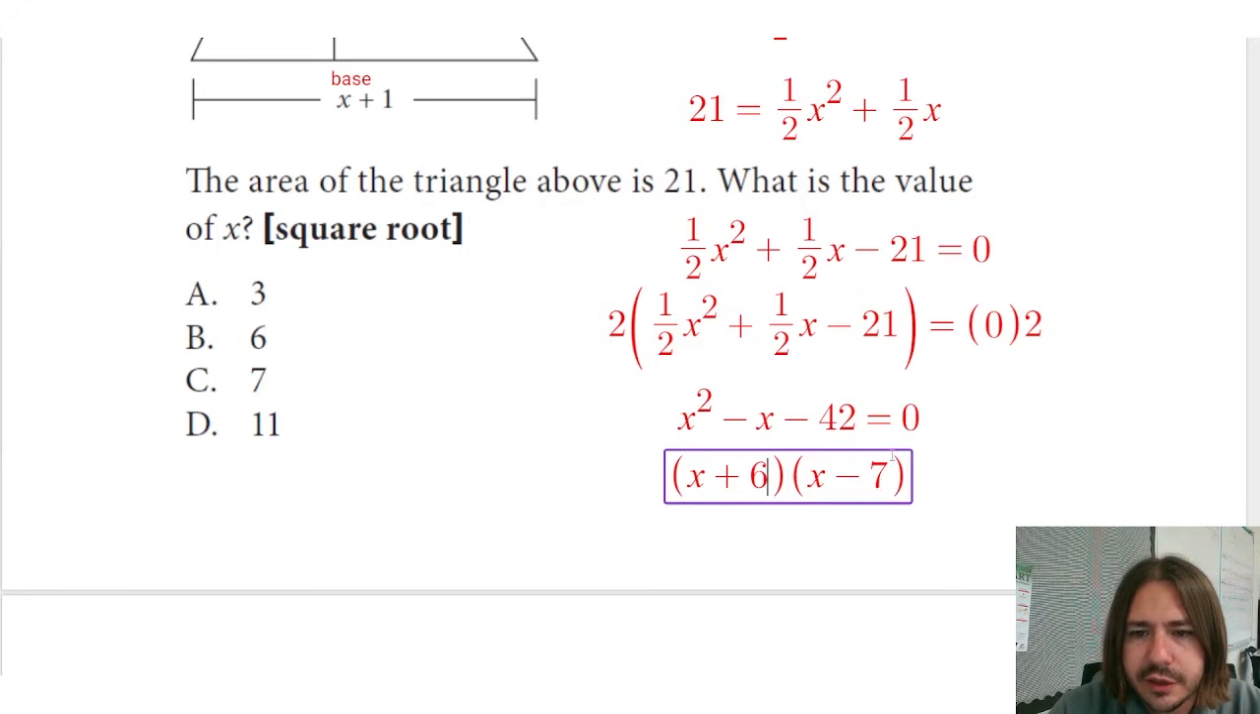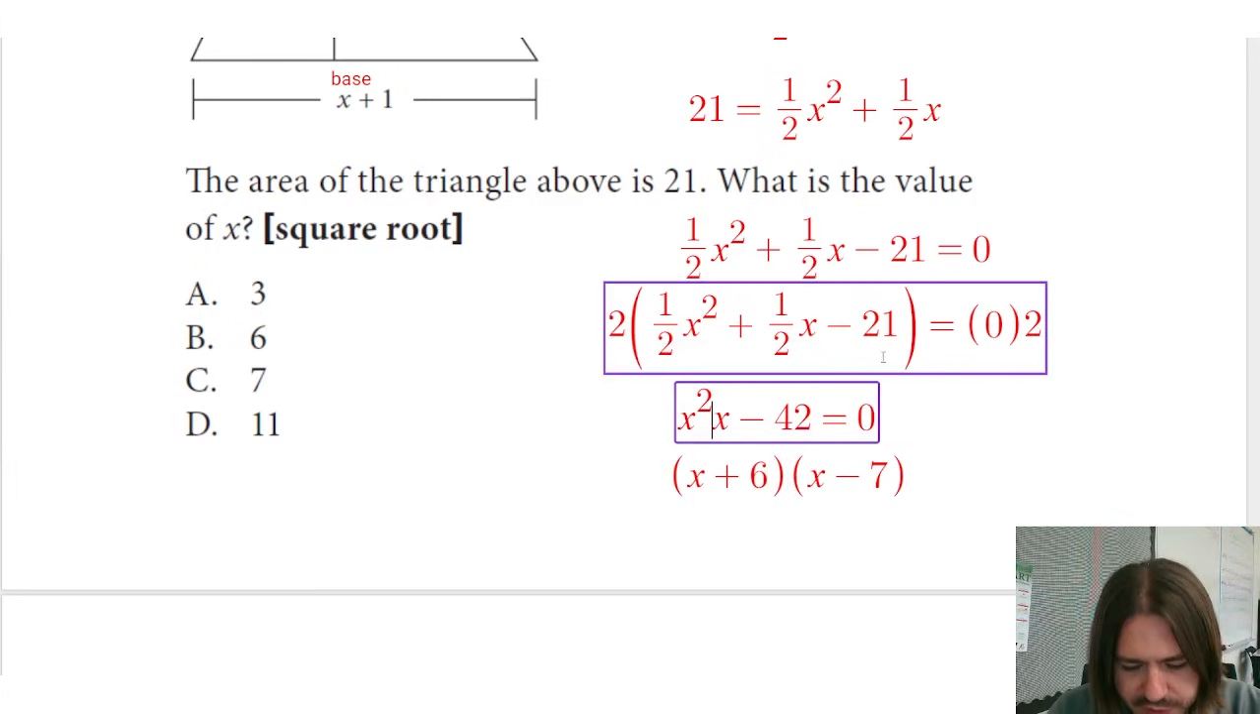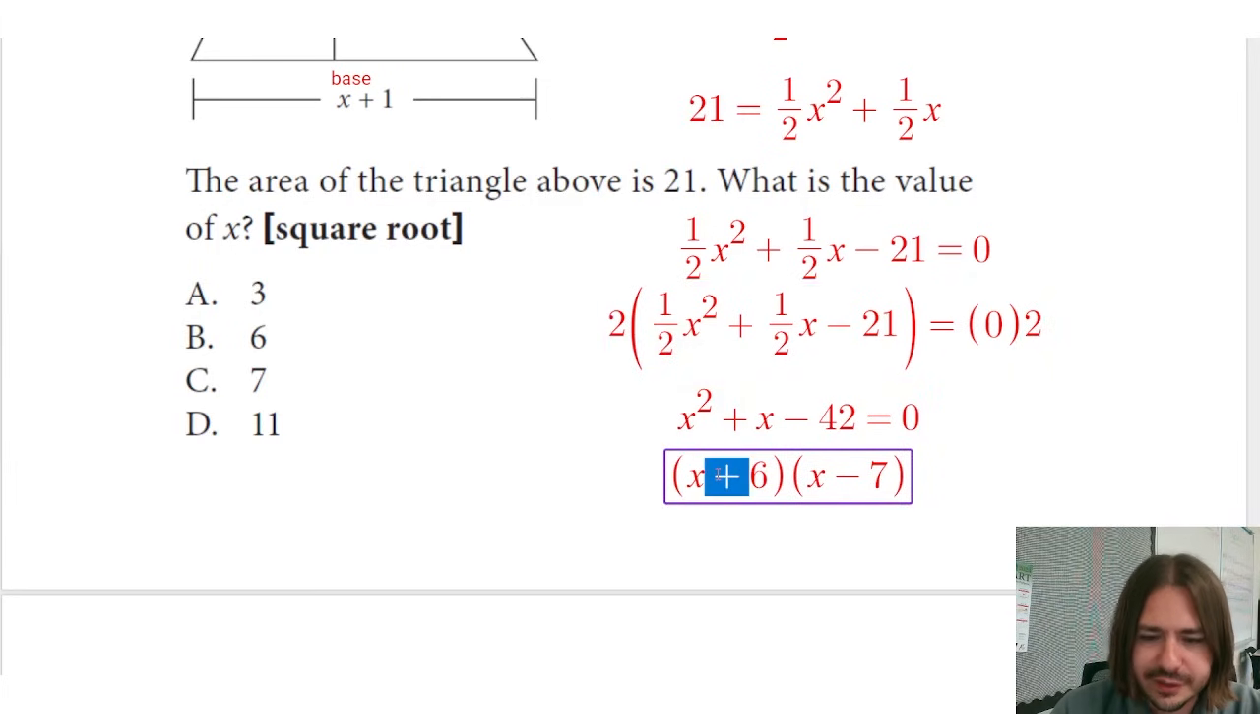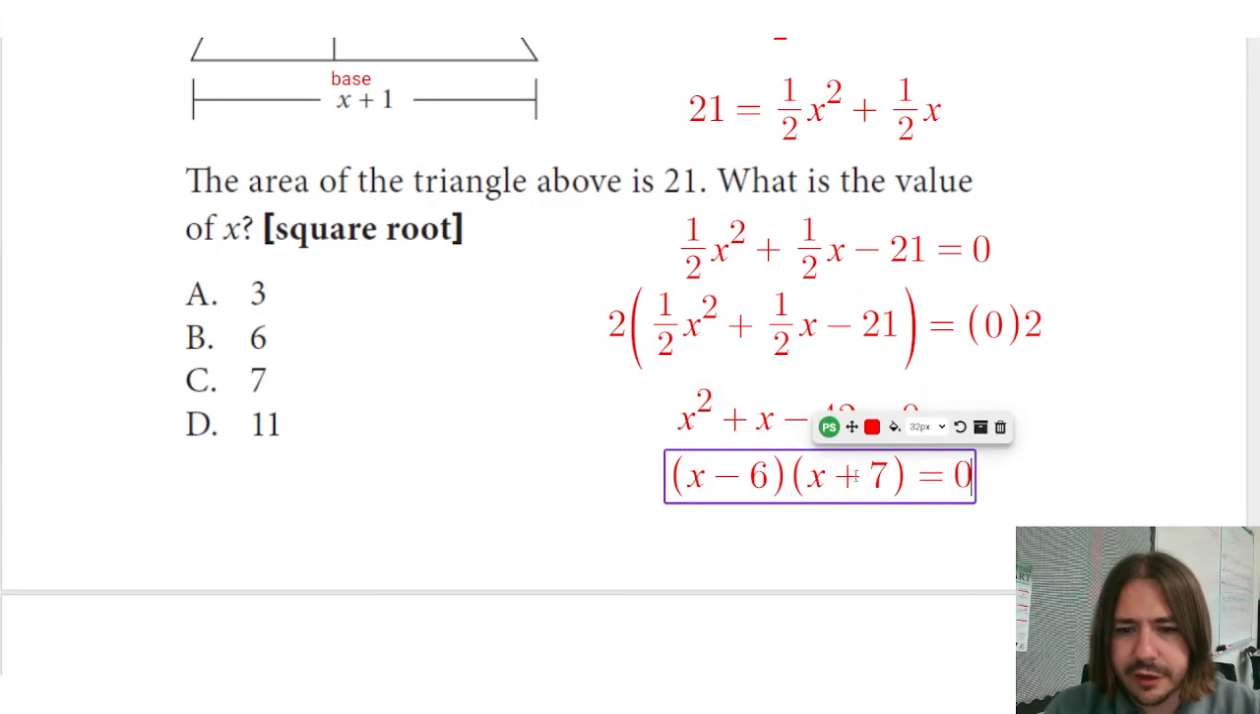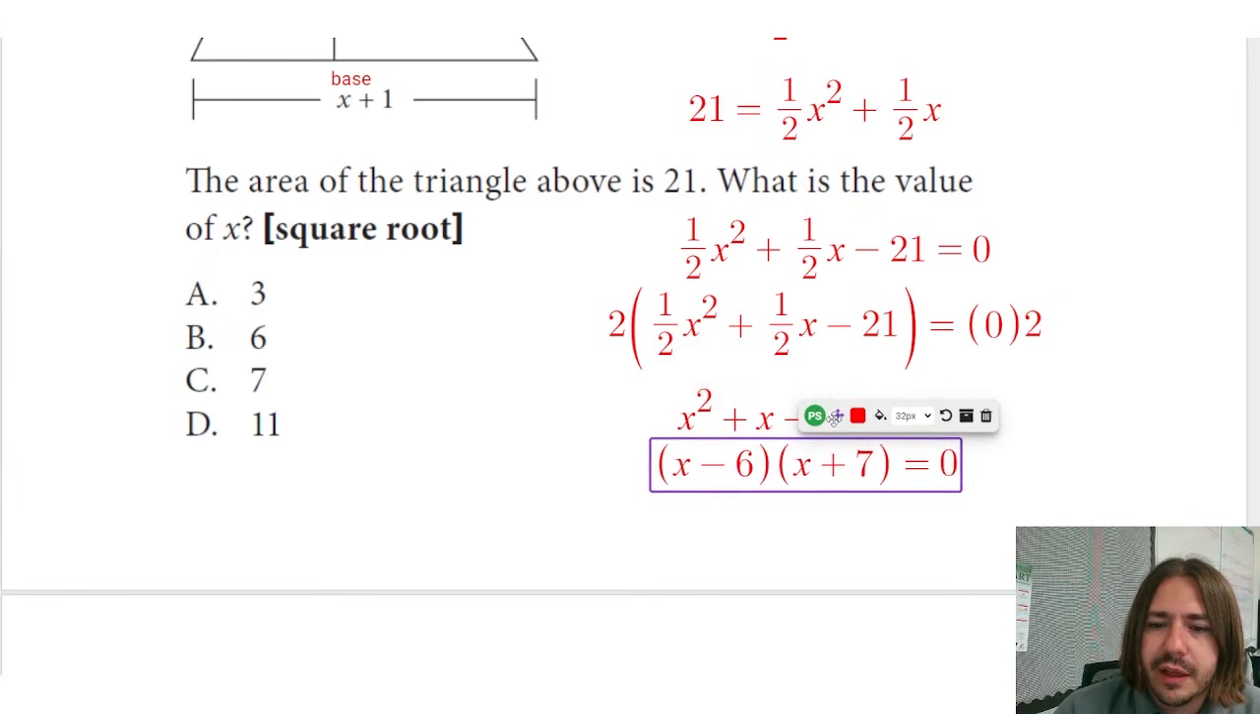Oh, I think I just, you know what? This is supposed to be plus. Sorry about that. That's going to make this minus 6 and plus 7. A little error there. Okay, there we go. So two numbers that multiply to give me negative 42 but add up to 1 are negative 6 and positive 7.